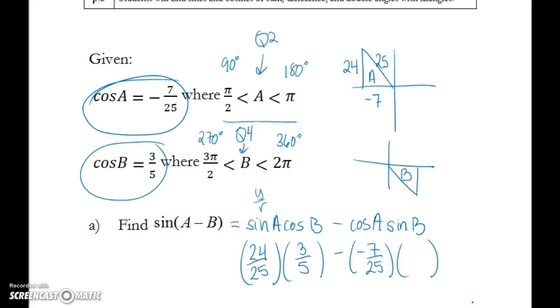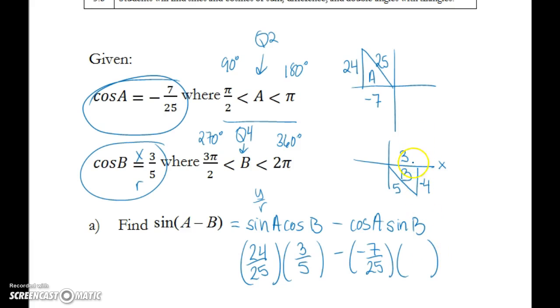Cosine of B is defined as 3 over 5. Cosine is x over r, and so our x component, the horizontal piece, along the x-axis, is 3, and the r is 5. Using Pythagorean theorem or Pythagorean triples, the other side of our triangle is 4. However, because we're in the fourth quadrant, this would be a negative 4 here.